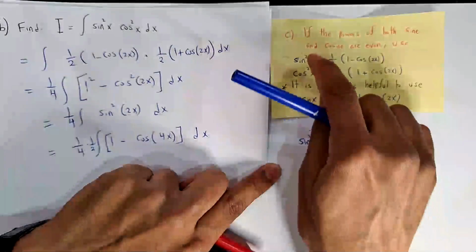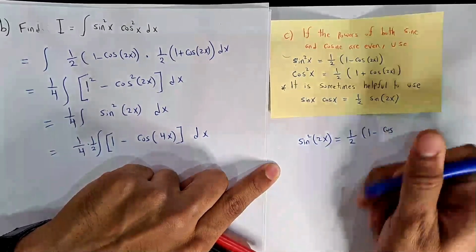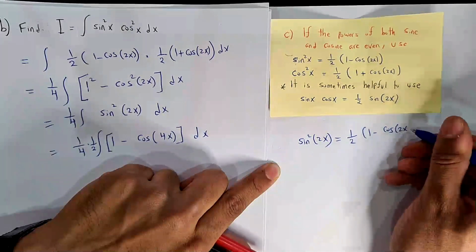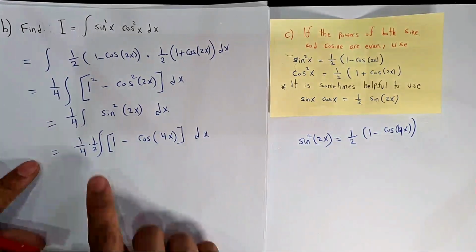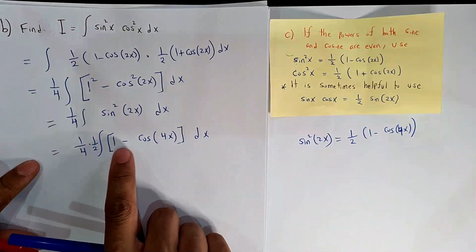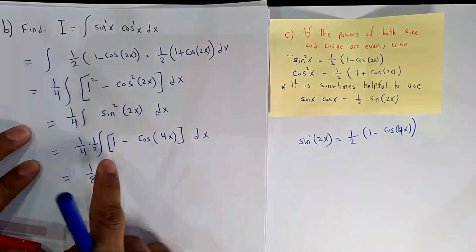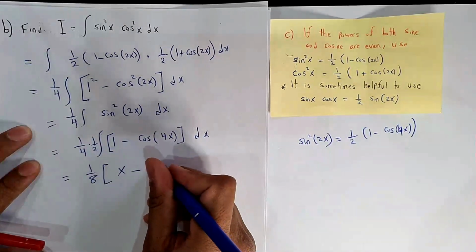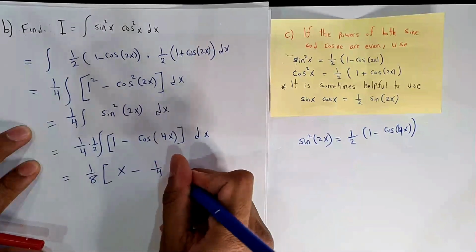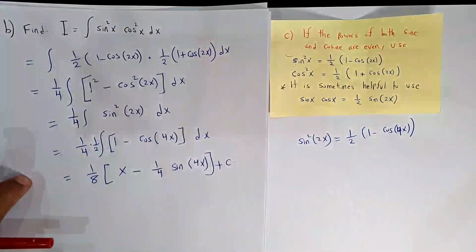Let us see it over here. Replace x by 2x. You will have 1 over 2, 1 minus cosine 2x, which here will become 4x. Alright, so this is what we use here. Look here, this is half, and this is 1 minus cosine 4x. If you simplify this, you will get 1 over 8. And what is the integral of 1? This is very easy, it is x. What is the integral of this? We are familiar with this, it is 1 over 4 sine 4x, and add your constant c.